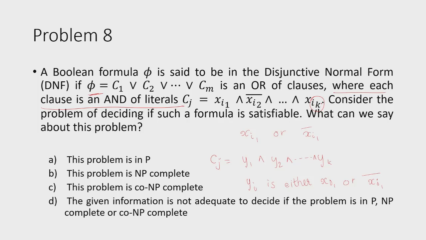So does this mean that we have only one literal xi, and this xi1 represents its position of the xi literal? Then probably it can be solved in polynomial time. No, we have not been given only one literal while defining Cj. We don't need anything like that. Okay, so Cj looks something like this, right?